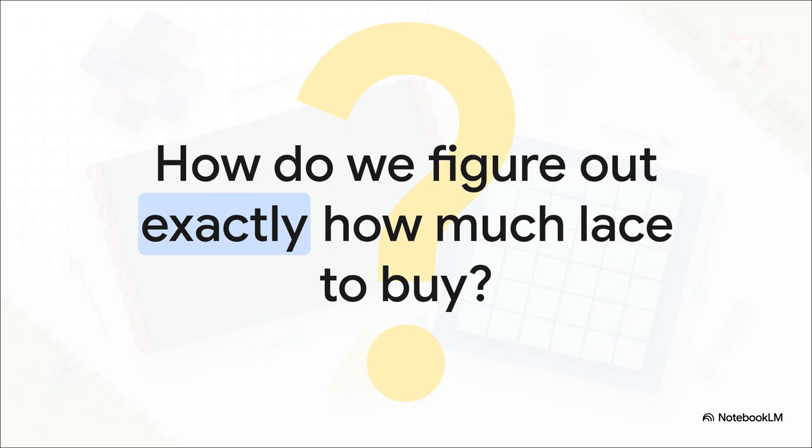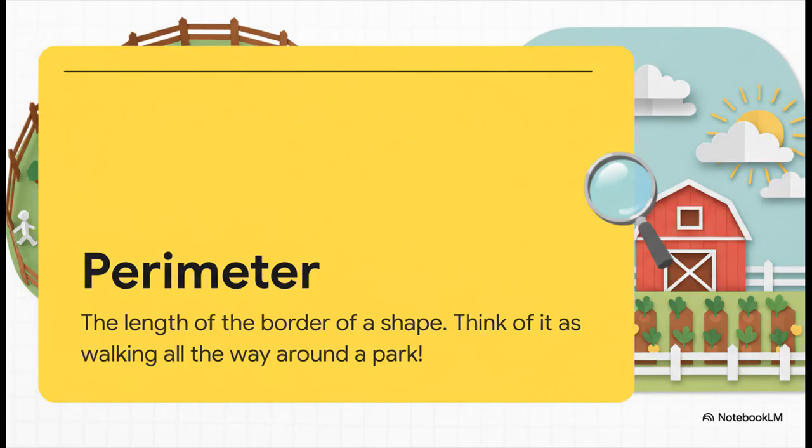I mean, we can't just guess, nah? If we buy too little, the quilt won't be finished. And if we buy too much, it's a waste of money. We need to find the exact length. So how are we going to help her? Well, the answer to Dadima's problem has a special name. We call it perimeter. It's just a fancy word for the total length of the boundary.